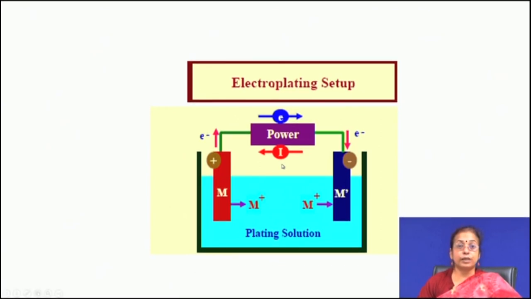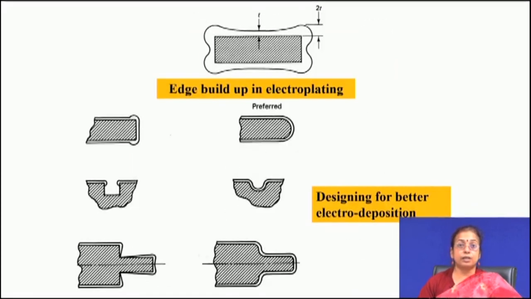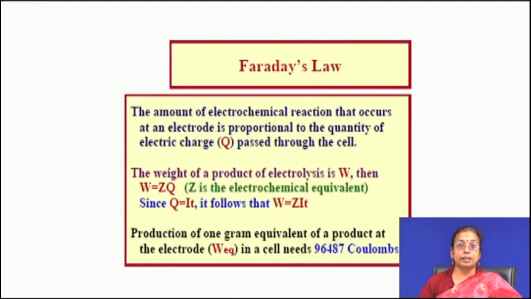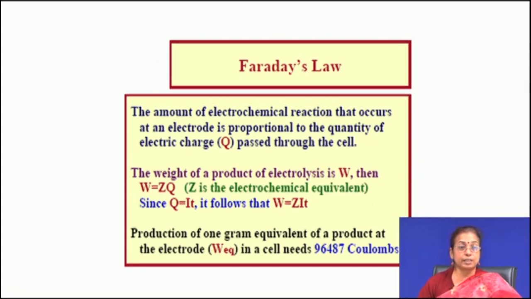Now, the deposition rate can be calculated by the application of Faraday's law. If you quickly go through the deposition rate, you will find that it follows the typical Faraday's law: it depends on the amount of electrical current, or current density, that you are passing for the electro deposition and on time, and it is also dependent on the electrochemical equivalent of the metal which you are going to deposit.